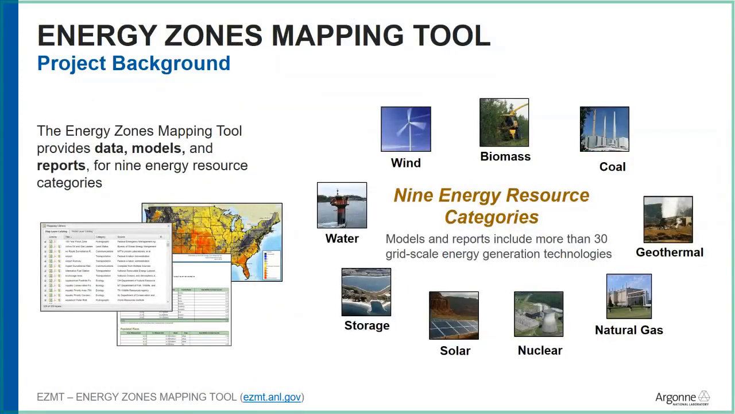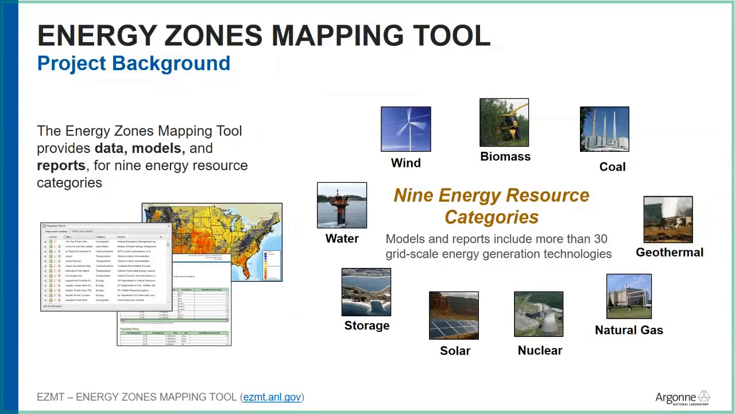Another aspect of the scope is the energy resource categories. There are 9 named here, and there's quite a few different technologies within each of those. For example, for wind, we have models for land-based as well as offshore wind turbines. Obviously, the siting factors would be somewhat different for those. And different types of solar, PV solar or concentrating solar, and other different combinations of technologies and energy resources go into the models that are in this tool.